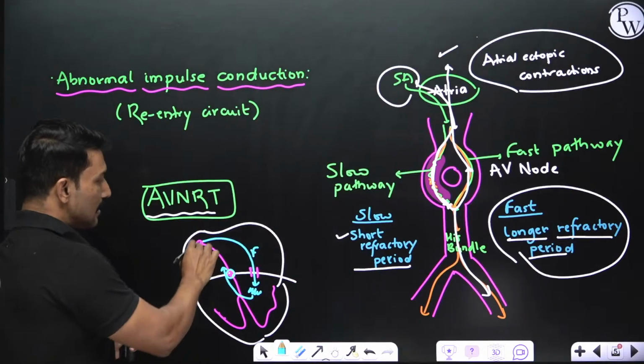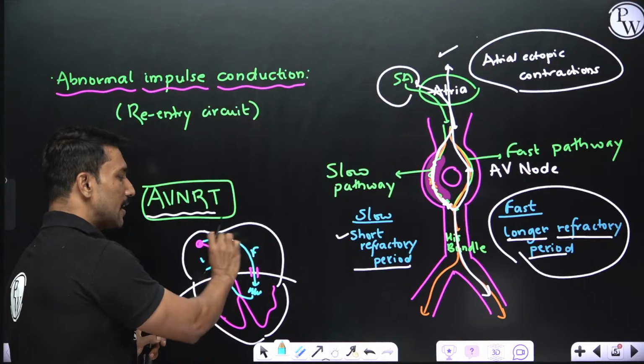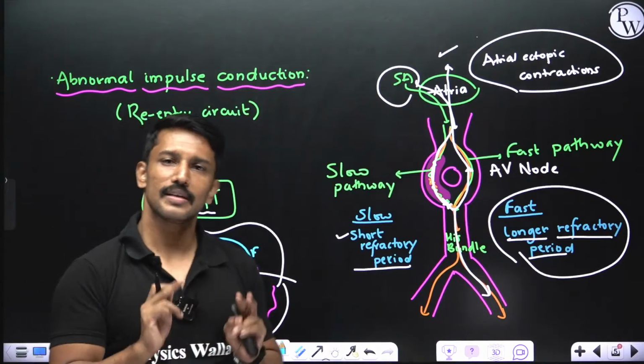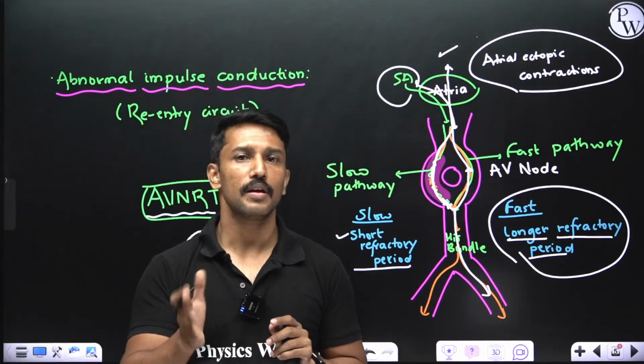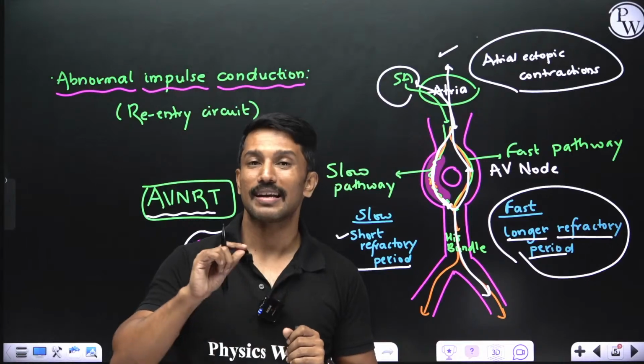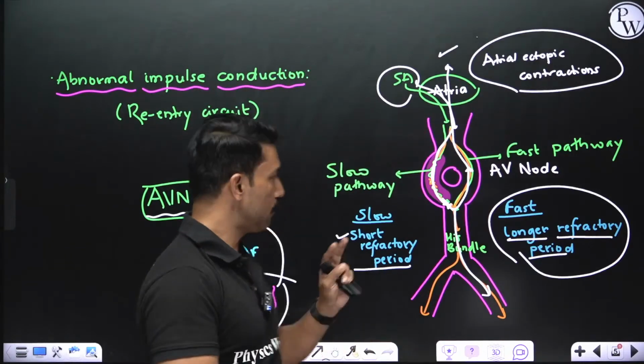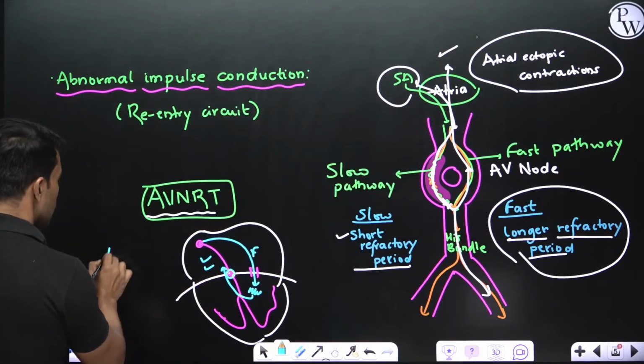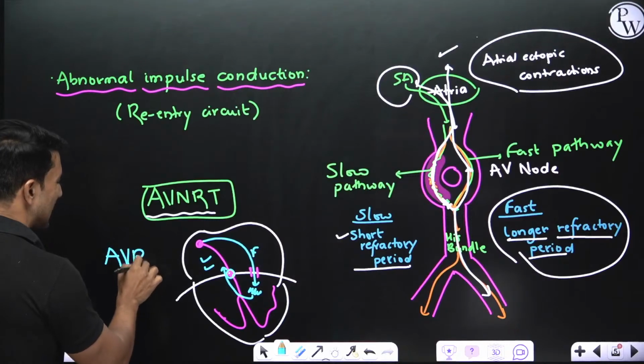When this re-entry circuit is formed by an accessory pathway, we call it AVRT, AV reciprocating tachycardia. So in WPW syndrome, the kind of arrhythmia that we get is AVRT.